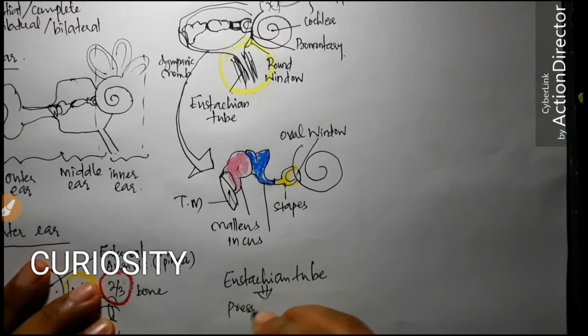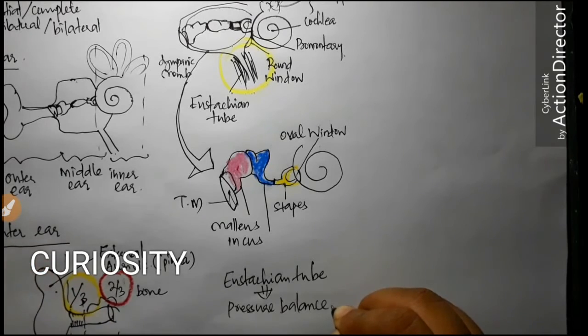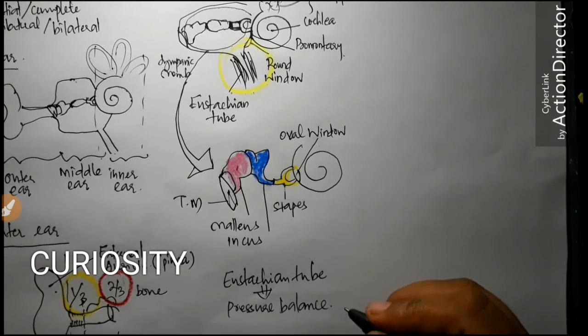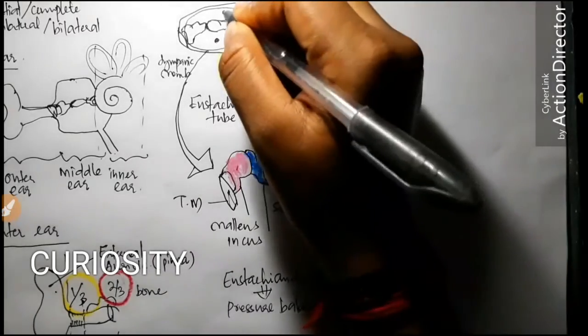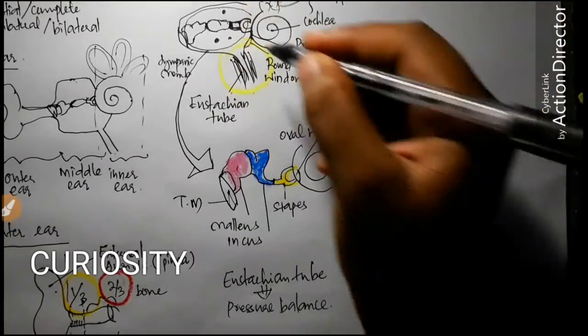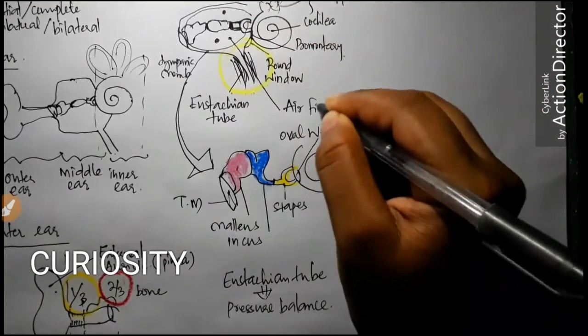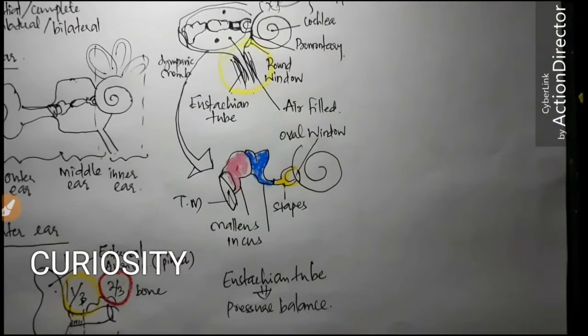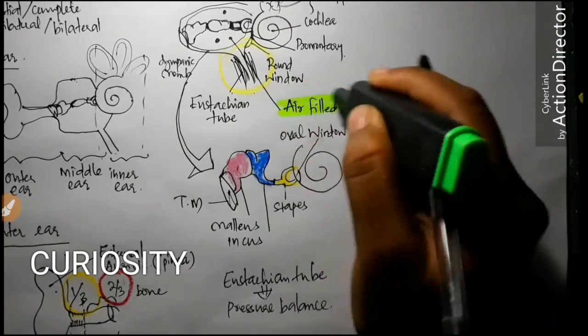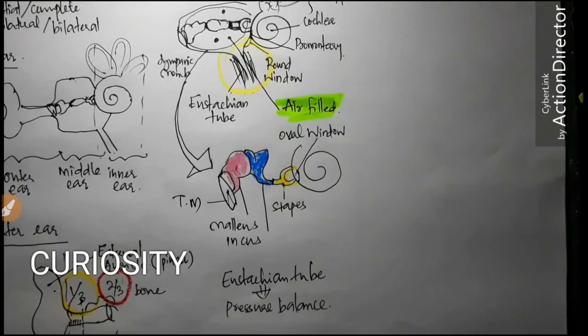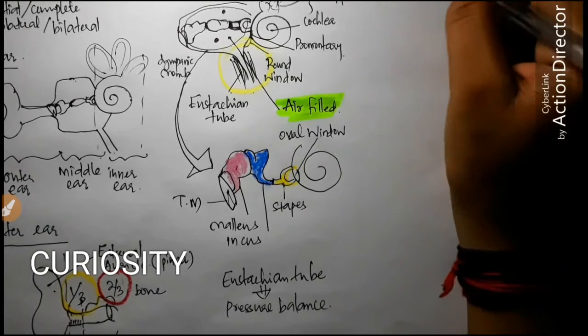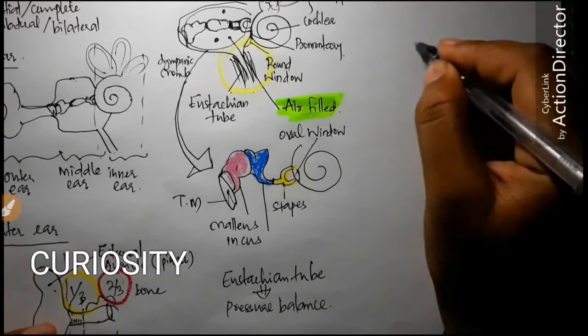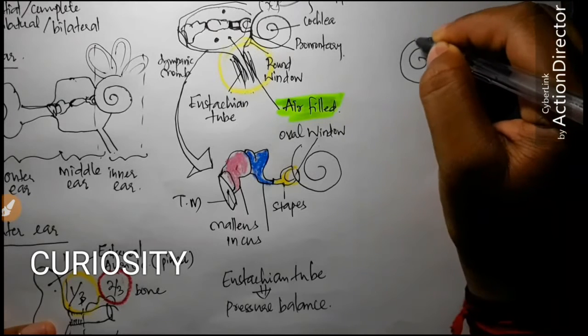As I told you, it's a tube in the middle ear that helps in balancing the pressure with the atmospheric pressure. Usually it will be closed and it opens when we sneeze, yawn, etc. So this is the drainage canal, we can say, and the middle ear is air filled.